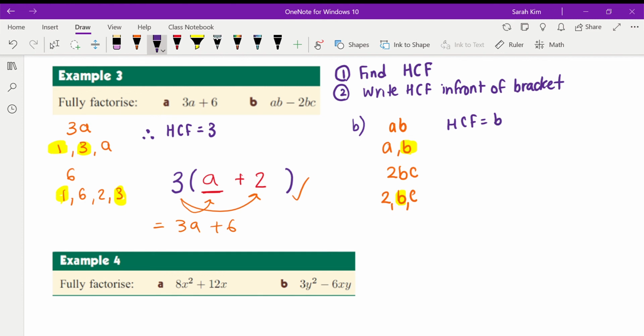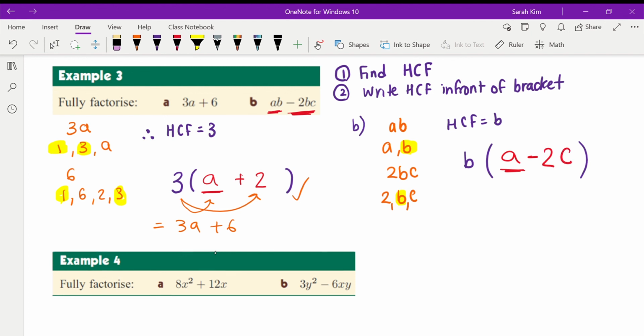Now I've got to do step 2, which is write highest common factor in front of a bracket. So write the B and then just do a big bracket, so you've got enough space to work with. All we've got to do is figure out what times B is going to give me AB, well it's just A. And then the next one, you've got to make sure you look at the sign as well. What times B is going to give me minus 2BC? Well, that'll be minus 2. And B's already there, so it'll be C.